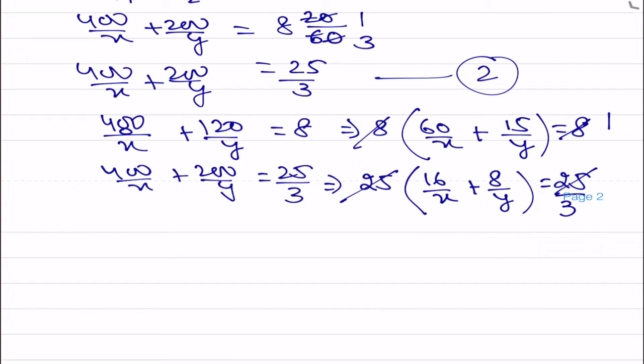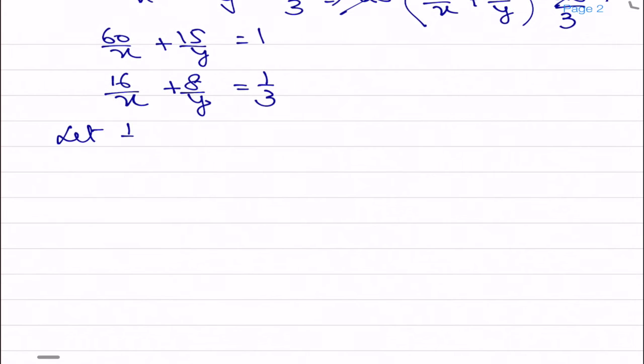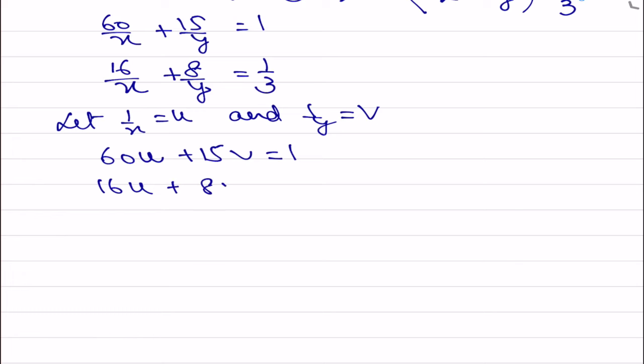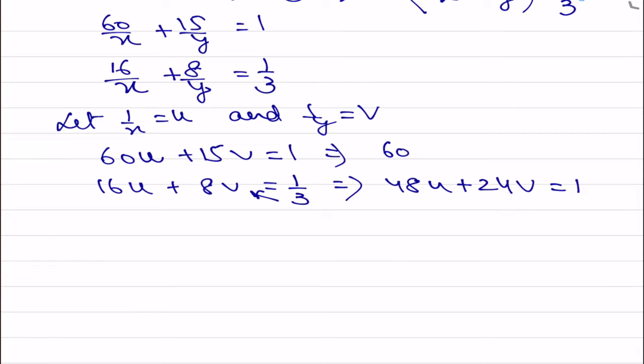So the first equation is 60 upon x plus 15 upon y is equal to 1, and 16 upon x plus 8 upon y is equal to 1 by 3. Let 1 upon x be u and 1 upon y be v. So the equations become 60u plus 15v is equal to 1 and 16u plus 8v is equal to 1 by 3. Cross multiply, I'll shift 3 to that side. So the equation is 48u plus 24v is equal to 1. So the rest of the method is the same.